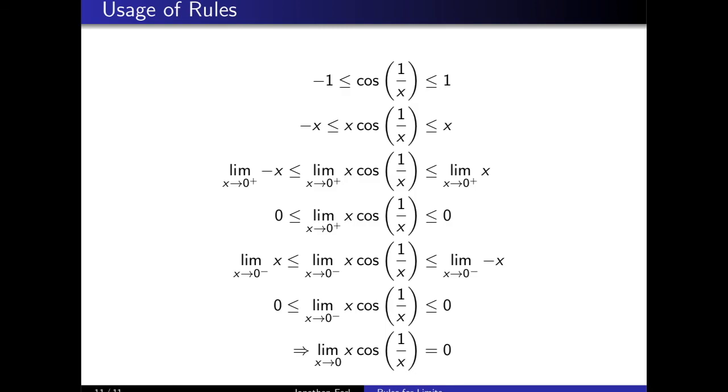One thing that's really nice about a squeeze theorem problem is that you never actually work with the limit of the thing you want to find. Typically, you're working with limits of simpler functions. In this case, instead of working with the limit of x cosine of 1 over x, we were only looking at the limit of x and minus x, which are simpler things to work with. So that's one of the nice things about the squeeze theorem.